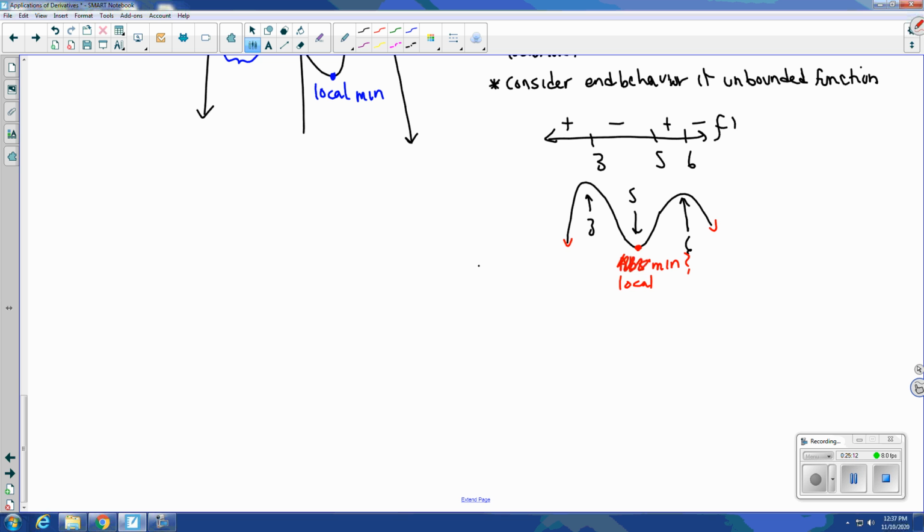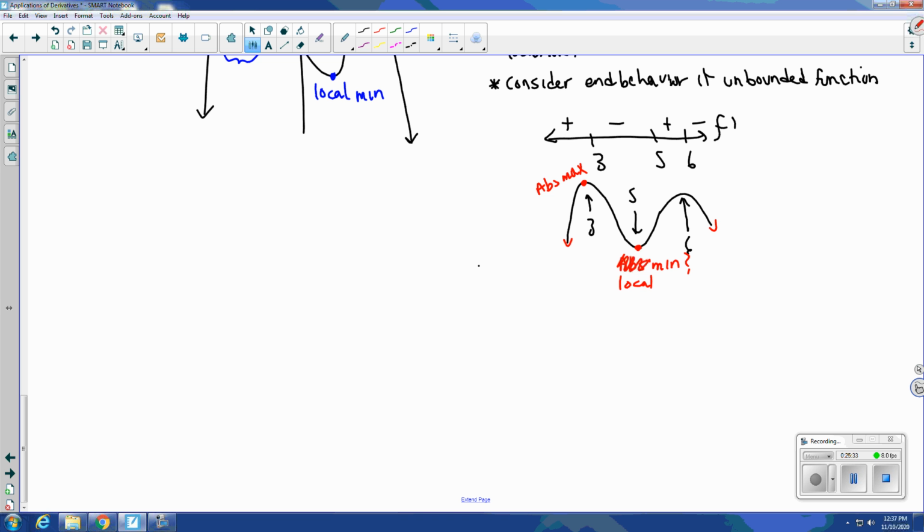So if you're ever wondering, when you have an unbounded function, is this actually the global max or min? Consider the end behavior. Now, in the case of the maxes, when I compare those two, because I know the ends of the graph go down forever, well, then this would actually be the absolute max. Okay, there's no issue there.